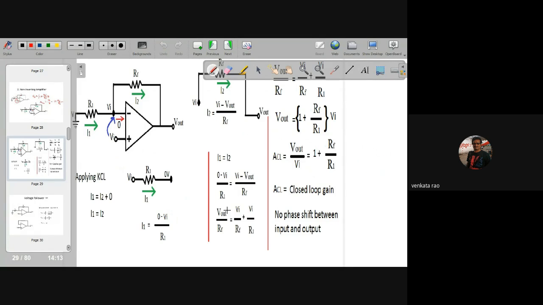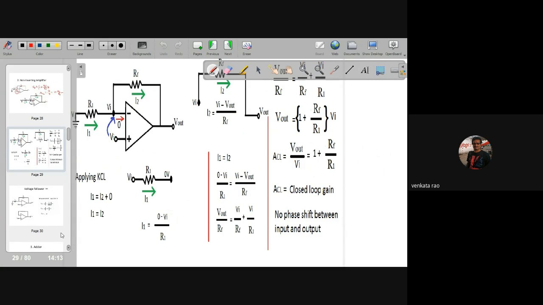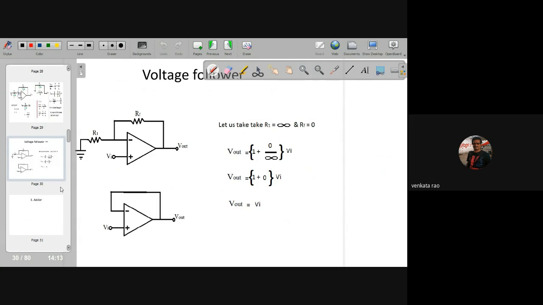So this is the simplification we did. Next one is in that closed loop. This is the non-inverting amplifier just before we completed. In that, this is the output voltage equation. Now I am taking R1 as infinity and RF equal to 0. Infinity means open circuited, and 0 means short circuited.